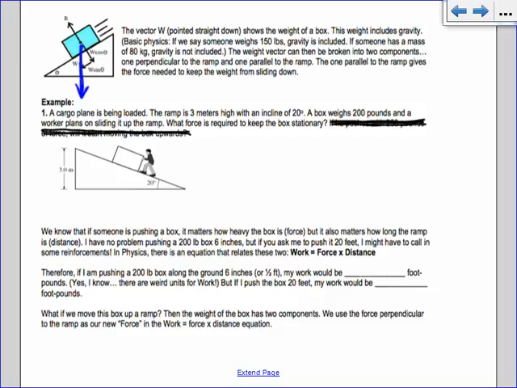This weight vector can be broken into two components. One of these components is going to be perpendicular to the ramp, so I'll draw this picture bigger. And one is going to be parallel to the ramp. So this is the one that's parallel, and this is the one that's perpendicular. If you come up with these two values, so if this is our angle theta, that angle theta ends up being right here as well. This little angle mark ends up being theta. So let me show you why this is true.